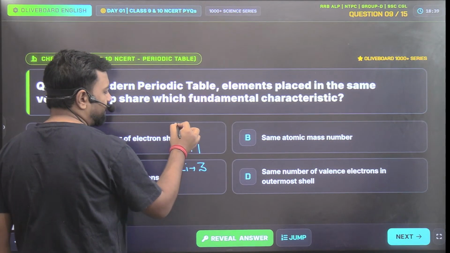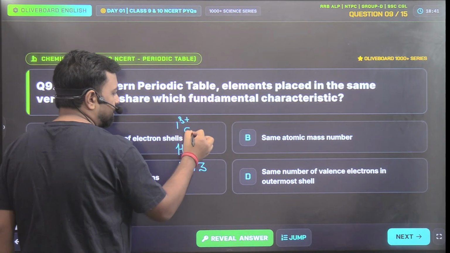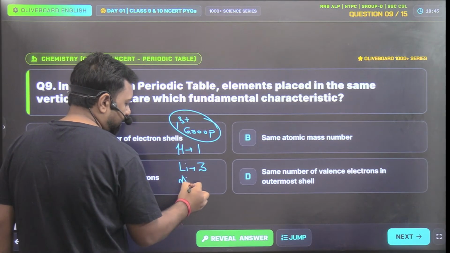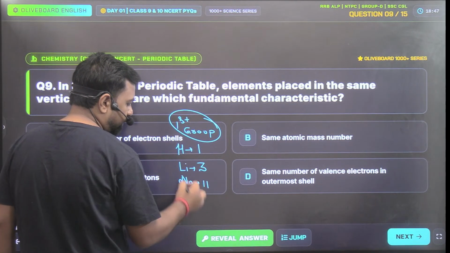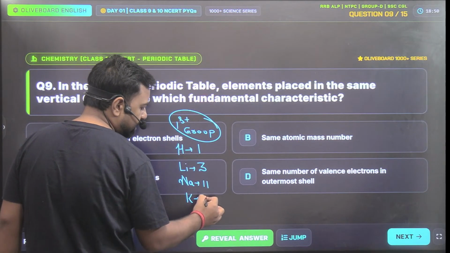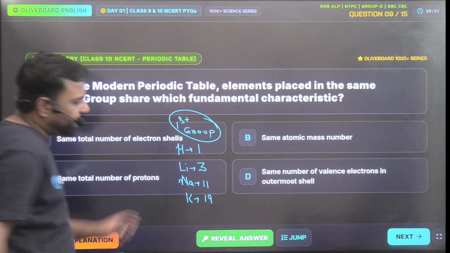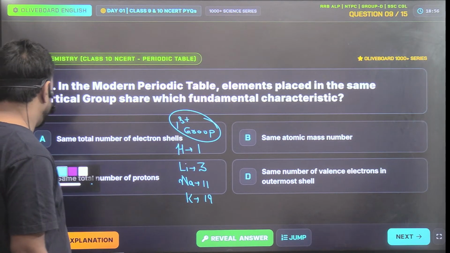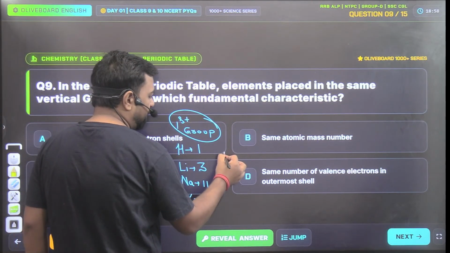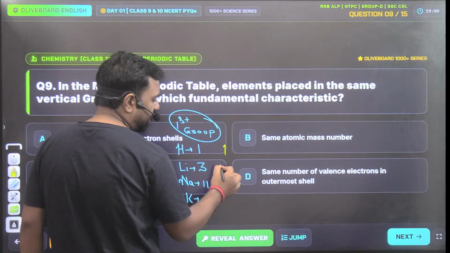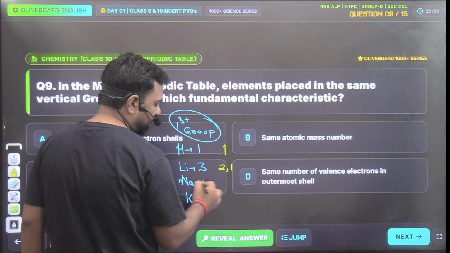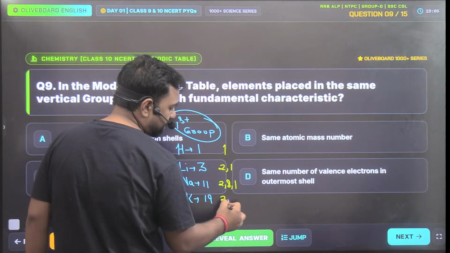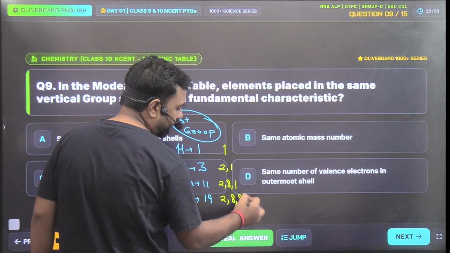See, I'm talking about the first group, right? So these are alkali metals basically. What about sodium? Sodium's atomic number is 11. What about potassium? That atomic number is 19. Now let's try to make the configuration of the same. Here, when you write the configuration, it will be 1 because obviously 1 electron is there. What about lithium? For lithium, you have 2, 1. For sodium, you have 2, 8, 1. And what about potassium? Potassium's electronic configuration will be 2, 8, 8, 1.